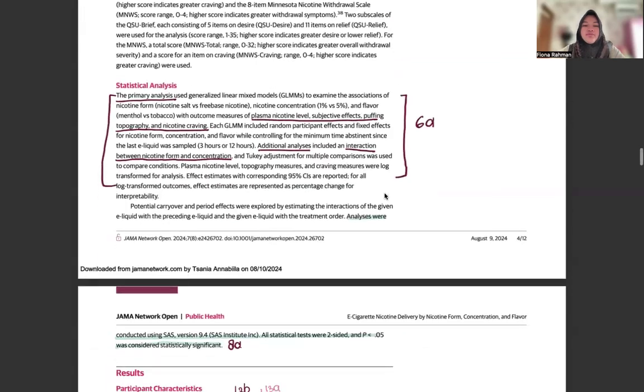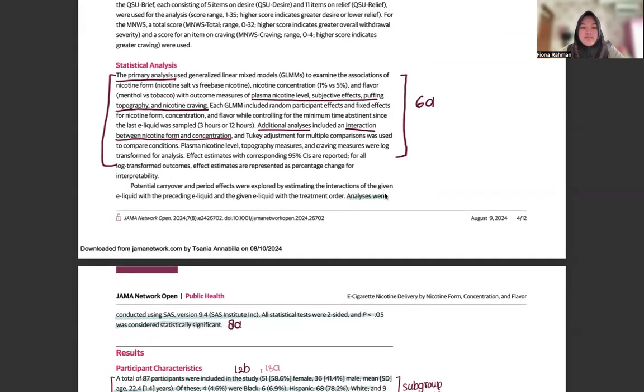Okay, next, we will move to the statistical analysis. In this statistical analysis section, in the first paragraph, it contained a completely divided pre-specified primary and secondary outcome measurement. It's written that the primary analysis covered the measurement of plasma nicotine level, subjective effect, puffing topography, and nicotine gravity. But in the additional analysis, they include an interaction between nicotine form and concentration.